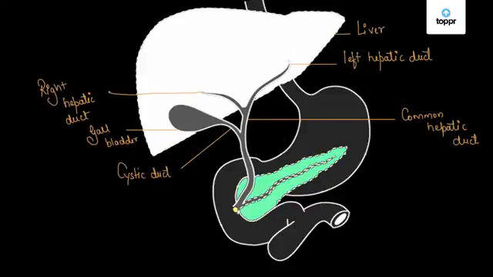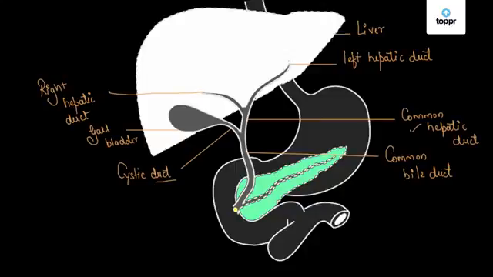Now if you notice in here, the cystic duct and the common hepatic duct, they are combining to form a single duct, and this single duct is what we call the common bile duct. So this is the common bile duct which is formed by the combination of the cystic duct as well as the common hepatic duct.